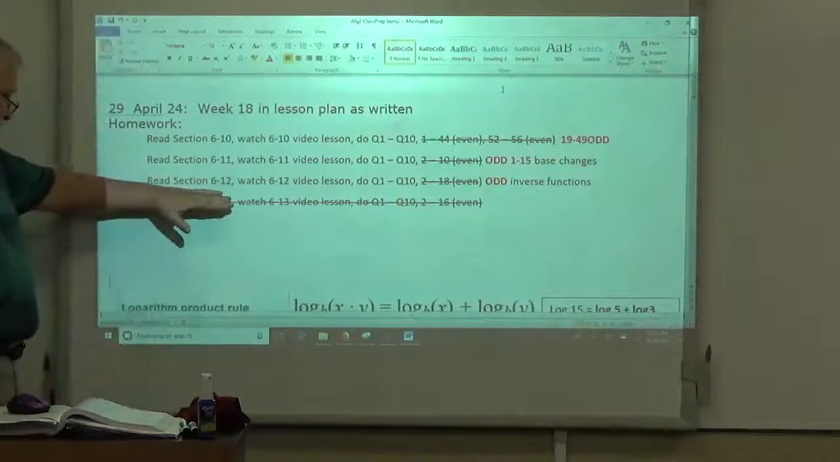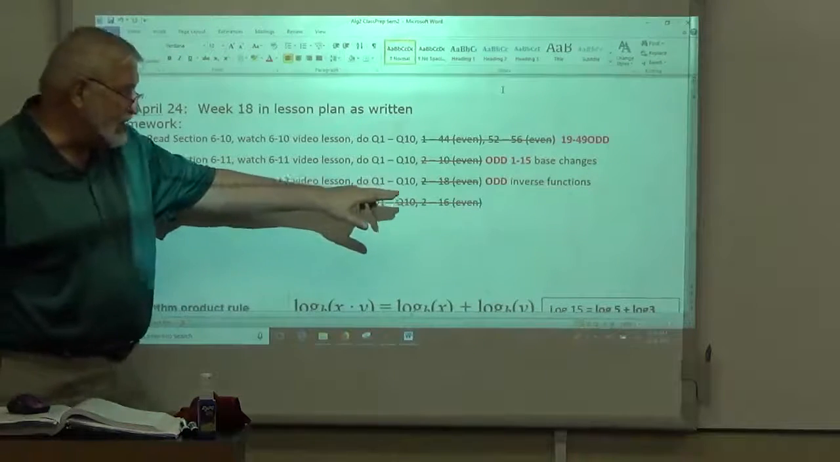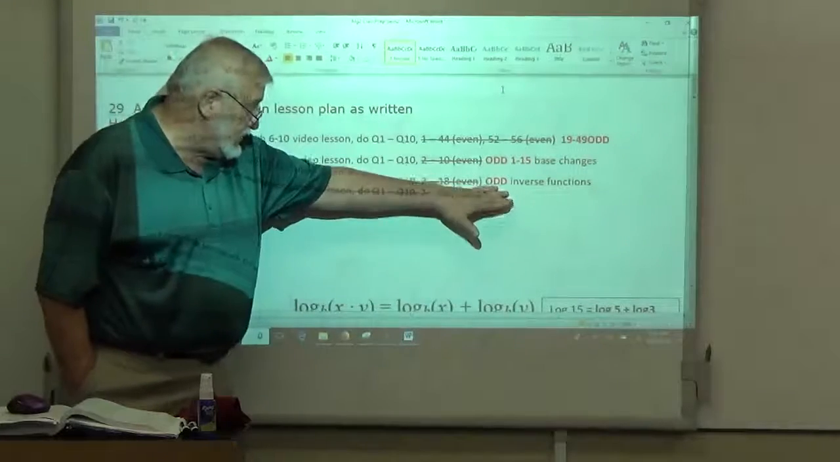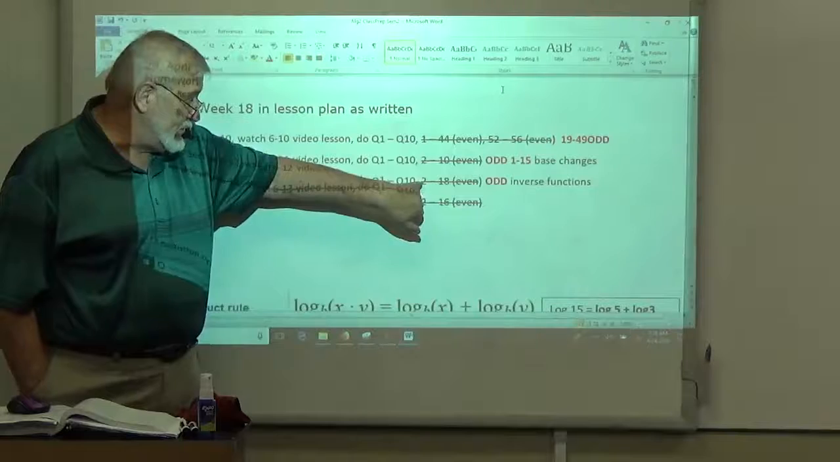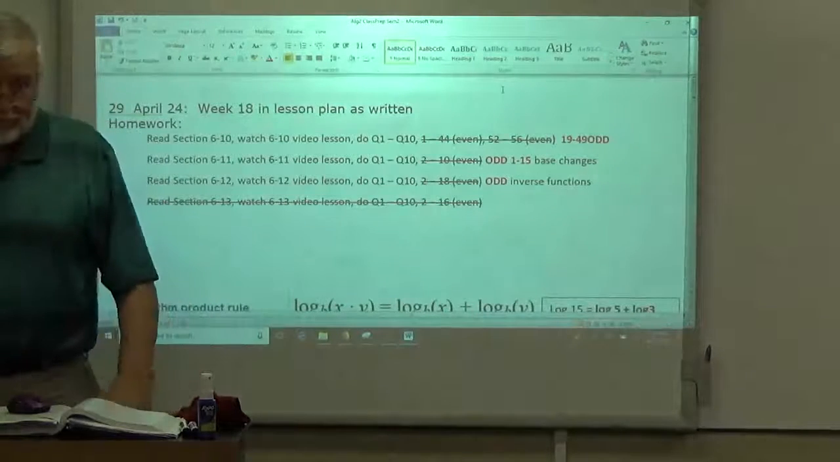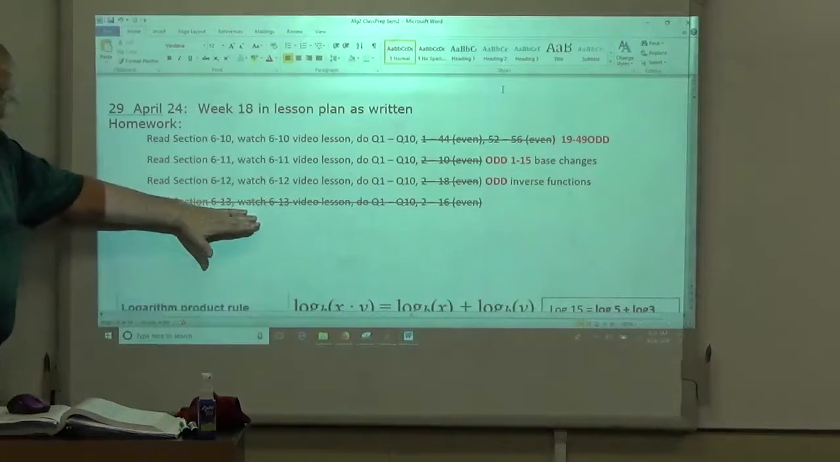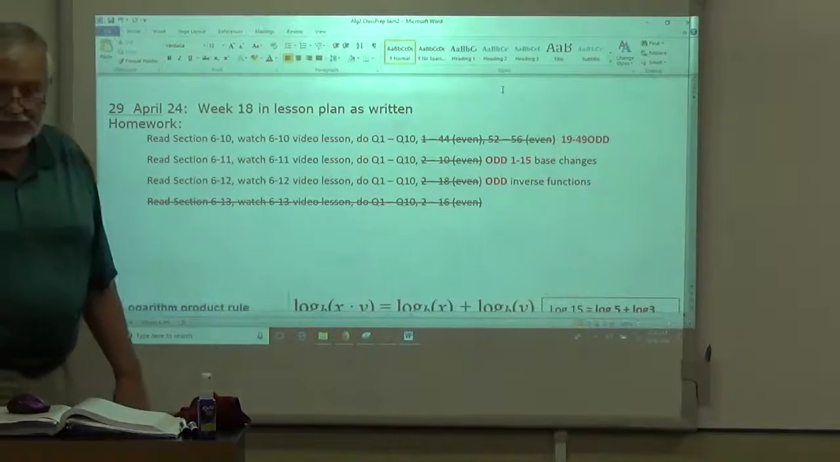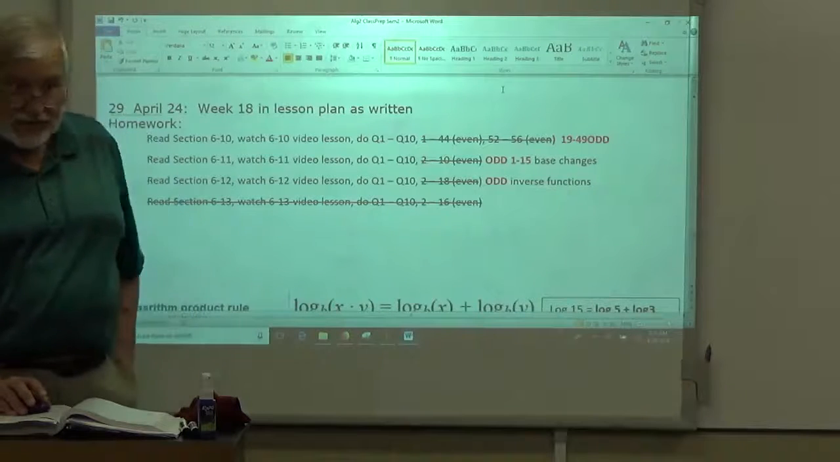And then for section 612, which is inverse functions, we're going to talk a bit about that today. Inverse functions, you're going to do the odd number problems, which will be 1 to 17. Then 13 is not going to be tested, so don't worry about that. Okay, questions on those?